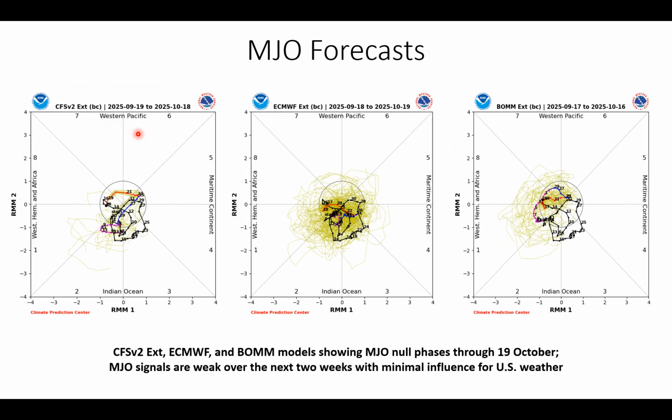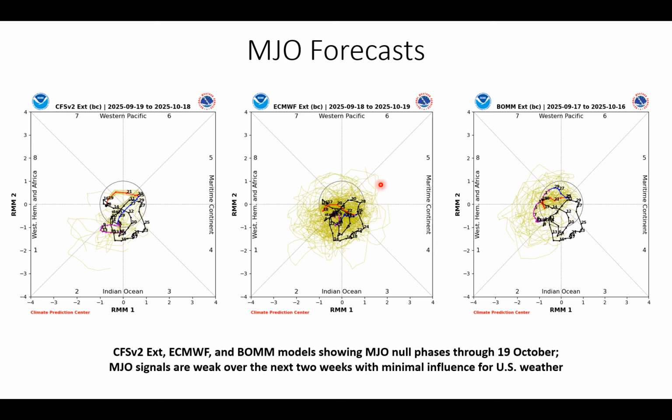We look at the CFS V2 extended right here on the left. Very similar situation, right? We got a lot of the lines concentrated within the small inner circle on the CFS V2. Now this one goes all the way out through the 18th of October. But generally, you see some of these yellow lines are favoring, if possible, maybe some of these MJO phases may work themselves out. A couple of the ensemble members are showing MJO working its way out into phase 1 and phase 2 over time. But we'll see what happens. But really the cluster of these, the average of all these ensemble members is contained right there in the center.